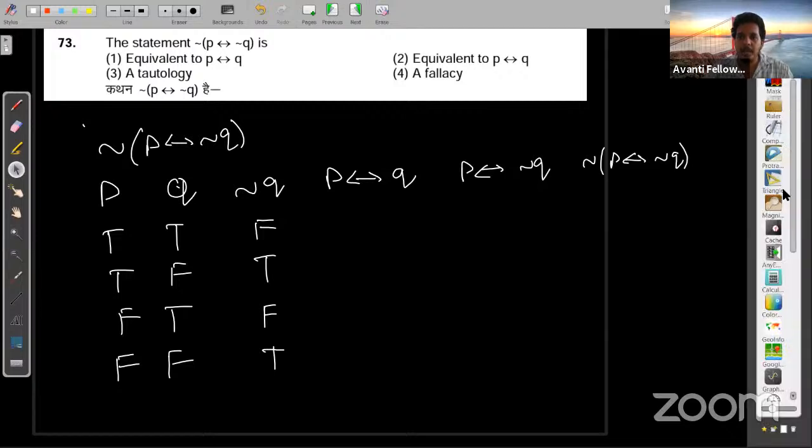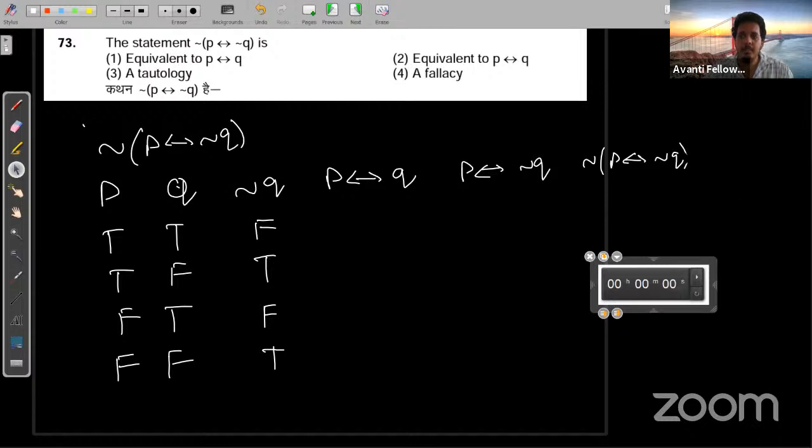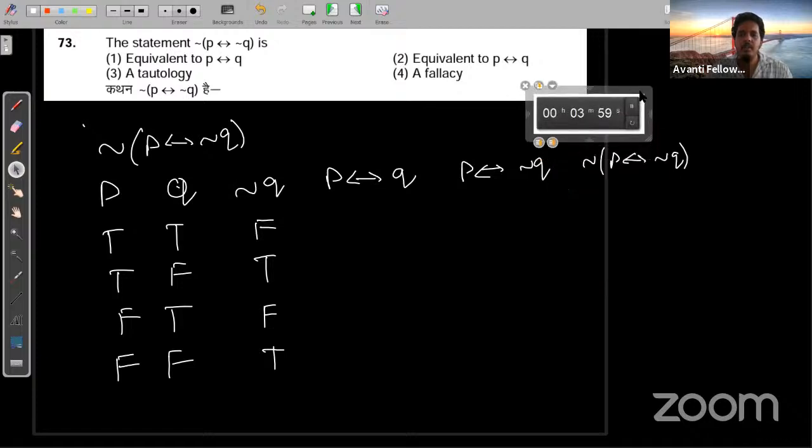See, P double implies Q means what? If both are true or both are false, then only it is true, or else it is false. Like for example, if both are true, it is true only. Both are false, also it is true only. One true, one false, it is false. Okay, this one I have written down. So out of the other two, try to do it. Come on, tell me which option could be your answer.